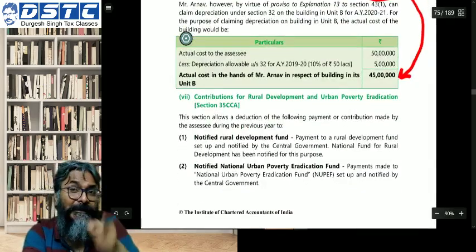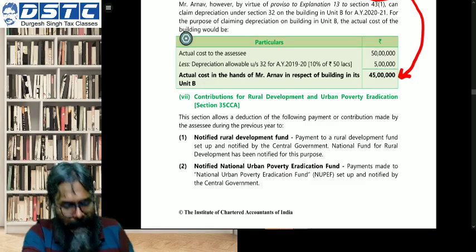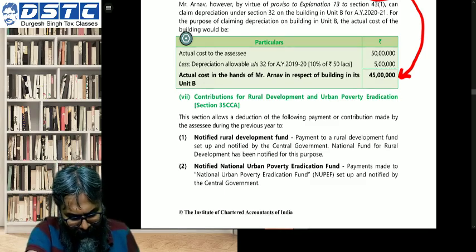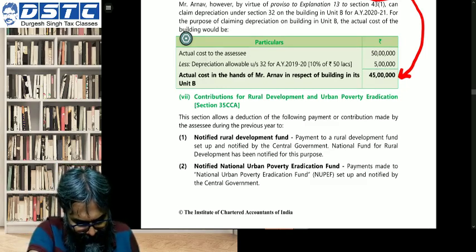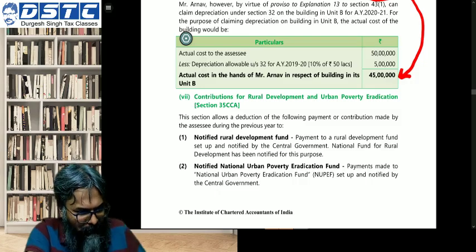And now the SSC will start claiming what? Start claiming the depreciation. Now the SSC will start claiming the depreciation. This is how it will be considered in this regard. Did you all get this one, students?